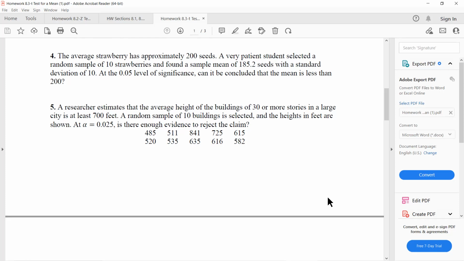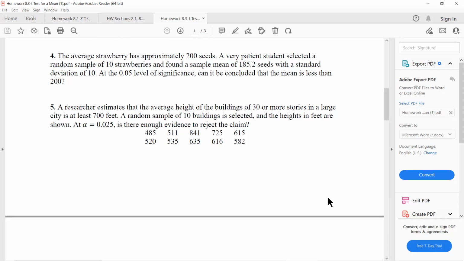So let me take a couple of notes and then we'll do this hypothesis test. Remember, she did not state that it had to be p-value. She didn't say that anywhere. If she doesn't state that, you are to use the traditional method. You are to use the critical values. Okay, so critical value for number 4.